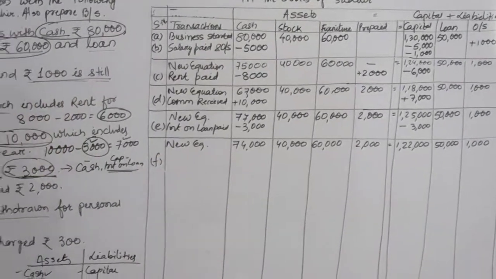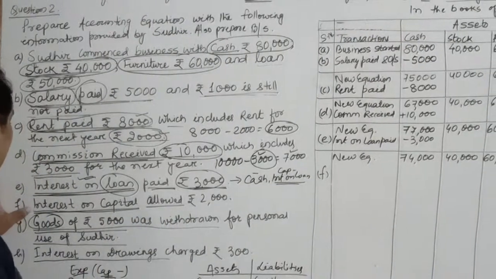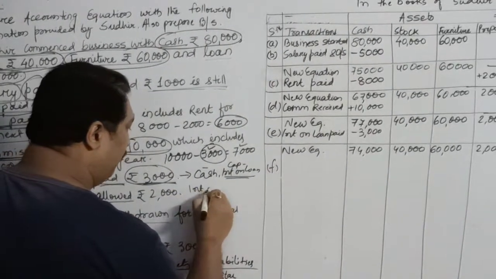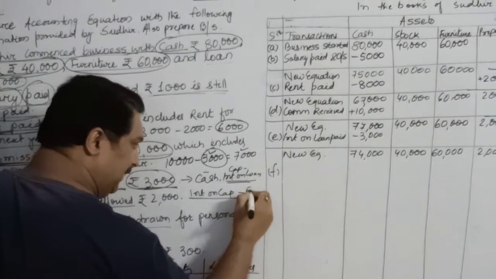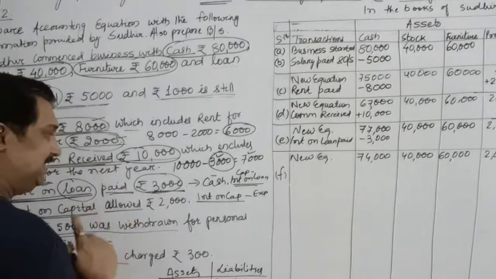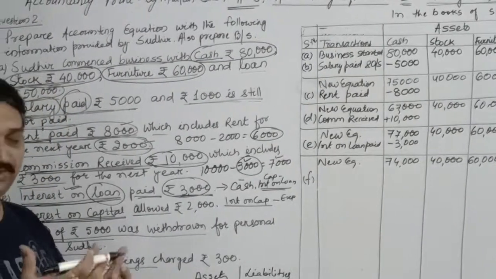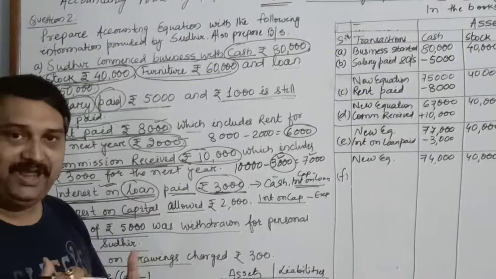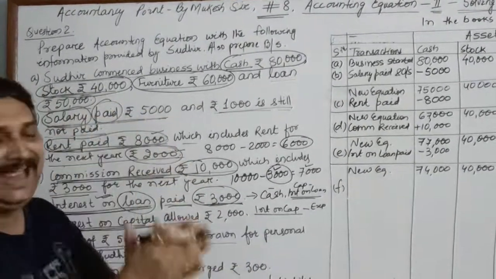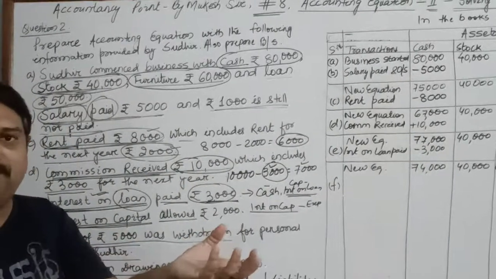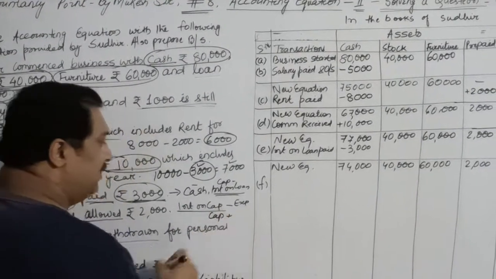Transaction number F. What is it? Interest on capital allowed. Now what are the two aspects over here? First of all, interest on capital. What is it? It is an expense. At the same time, interest on capital is never paid to the partner, to the owner in cash. That means it is given to the partner adjusted through his capital account. So it will increase the capital also, because when interest is given, his capital balance will increase. That means capital will get increased also.